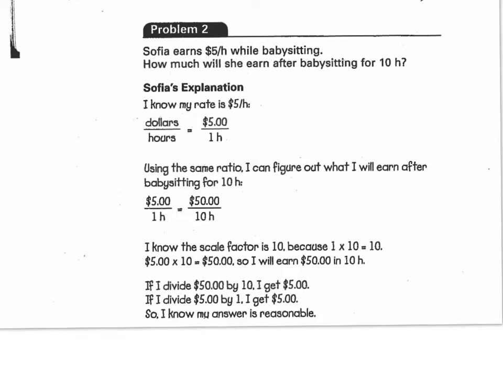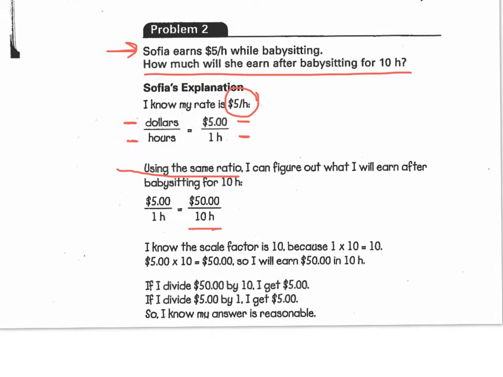Here is another example. Sophia earns $5 an hour while babysitting. How much will she earn if she babysits for 10 hours? If her rate is $5 an hour, I can show that. Dollars, hours. $5, 1 hour. I'm going to use the same ratio to find out what she needs for 10 hours.